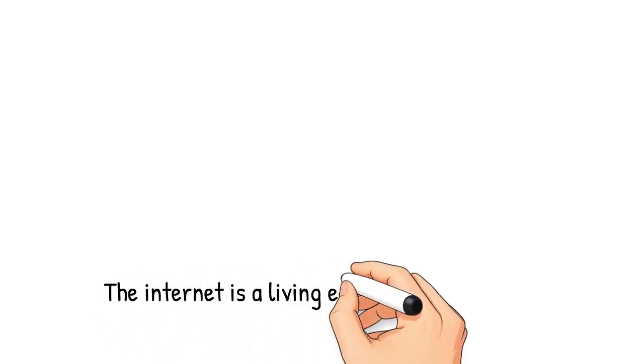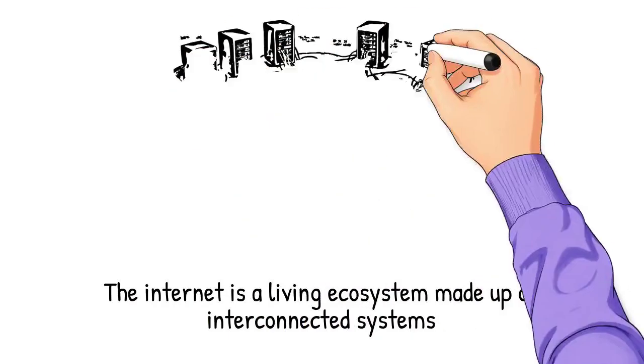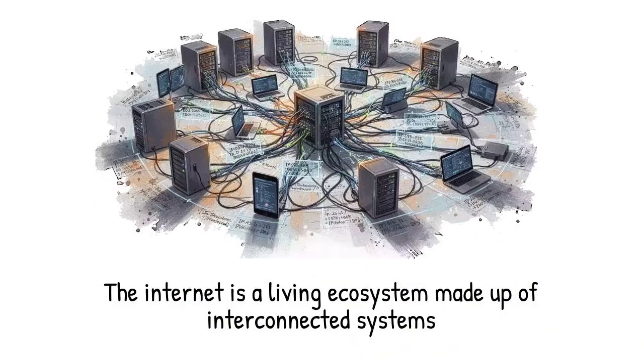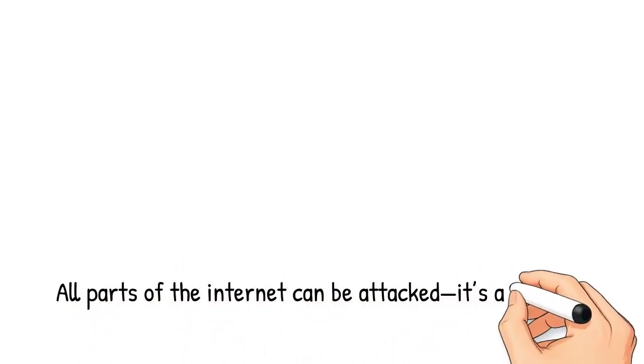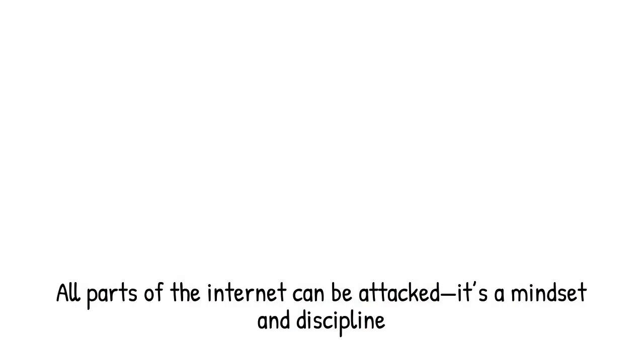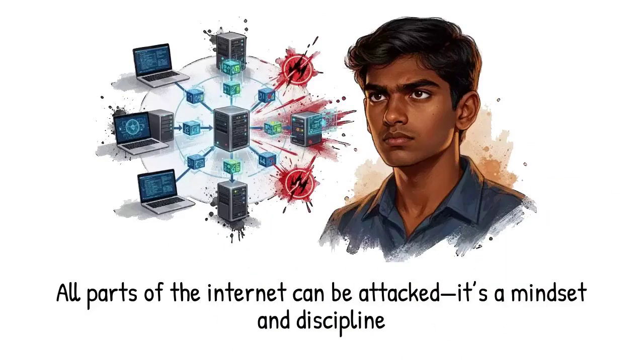The internet is not a cloud floating above us. It is a living, breathing ecosystem made of machines, cables, protocols, and rules. Every device has an IP address that identifies it. Every website relies on DNS to be found. Every service depends on servers to function. Every message travels as packets across networks, and every one of these components can be attacked, manipulated, or exploited. This is why cybersecurity is not a single tool or technique. It is a mindset, a discipline, a continuous practice of understanding how systems work and how they can fail.